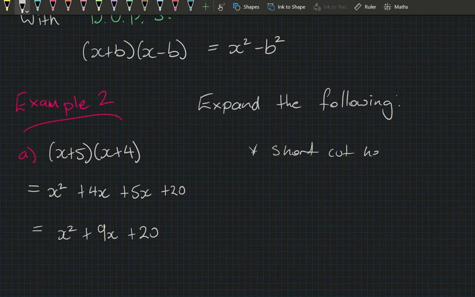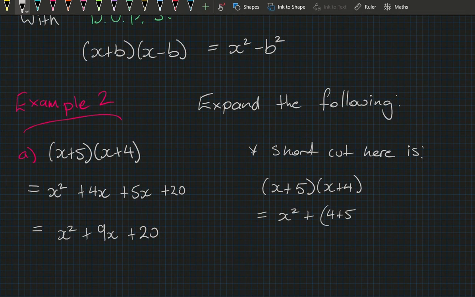And the shortcut here is, if you recognize the 4 and the 5, then if you think about some of the algebra expressions I used earlier, particularly in the introduction, you could see that we end up with x squared plus 4 plus 5 x plus 4 times 5, which is x squared plus 9x plus 20.